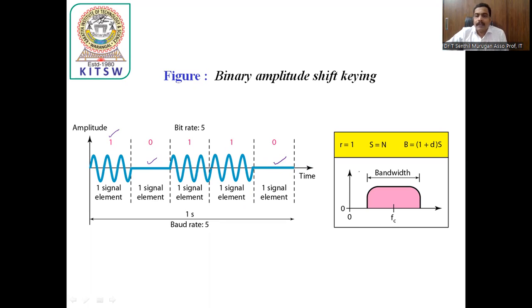Then we know the R value. What is the R value? R equals 1 data, 1 signal, 1 by 1. R equals 1. So signal rate equals N into 1 by R. R value equal to 1 means the signal rate equals the bit rate. So bandwidth equals 1 plus D. We are sending the carrier frequency, and the same frequency will occupy the entire bandwidth.